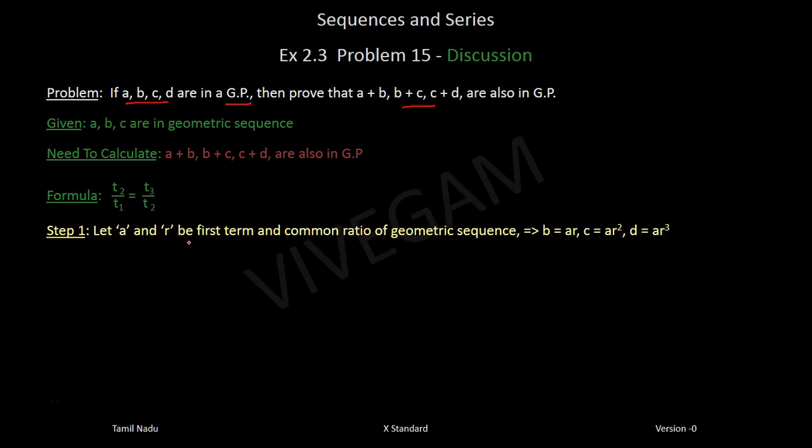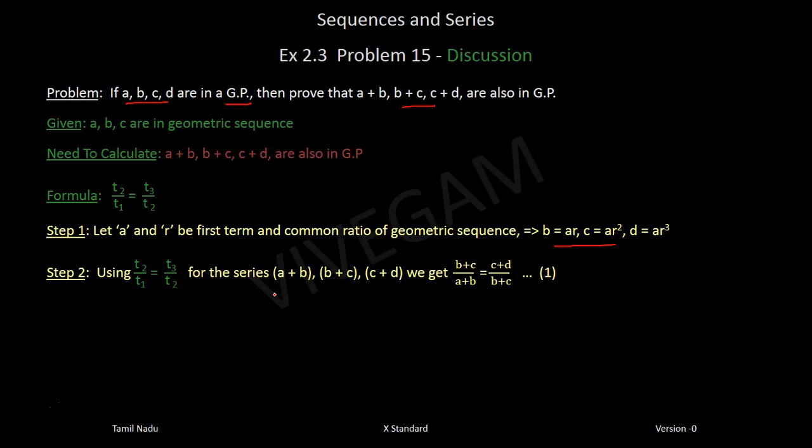So let A and R be the first term and common ratio of the geometric sequence. The second term is B. When you give A and R, it becomes AR. The third term is AR square, and the fourth term is AR cubed. So we are equating the second term to B, the third term to C, which is the third term given in the series, right? And then D, AR cubed is the fourth term, and that's the fourth term D given here. So you get this information.